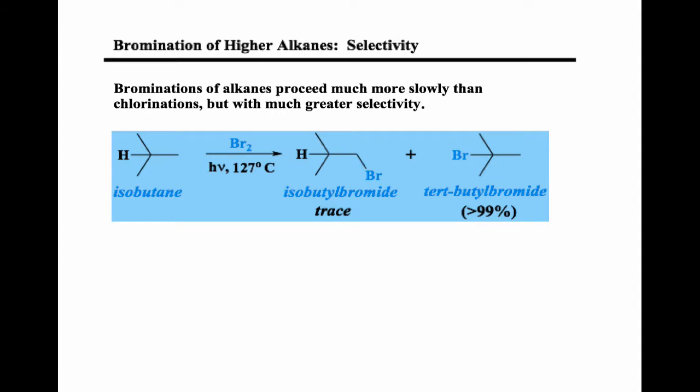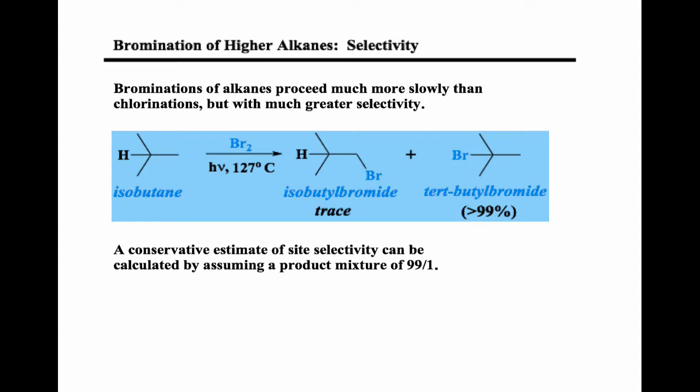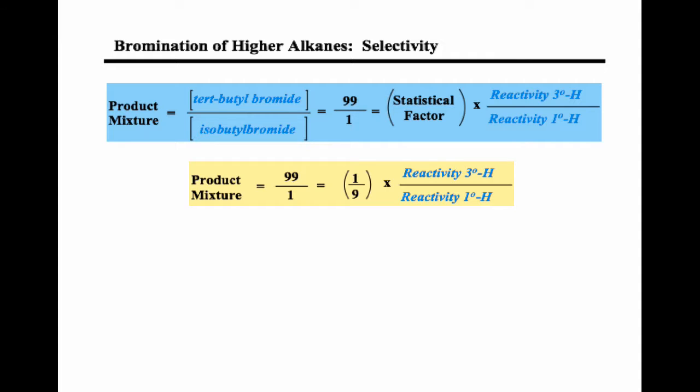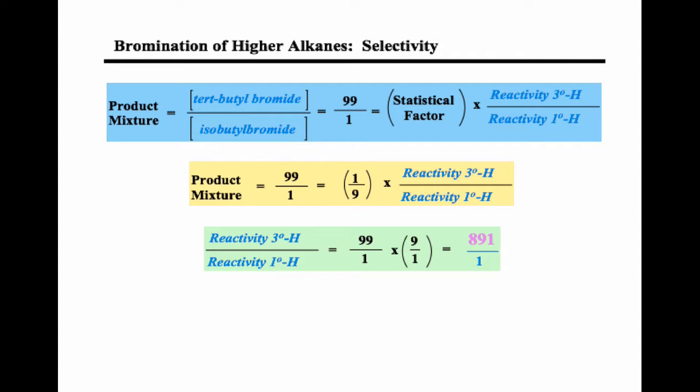Now, what we can do is we can also make an assumption about what a trace is. This says greater than 99%, okay? Now, what we do to give a conservative estimate here is say it's 99 to 1. That's going to overestimate the reactivity of the primaries, obviously, right? But it's going to give us a ballpark figure. And so when we do that math, tert-butyl bromide, isobutyl bromide, the ratio 99:1, the statistical factor and the reactivity. We know it's a 1:9 ratio. We do the math. We get about 900:1 reactivity difference, okay?